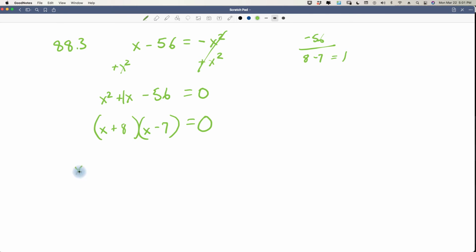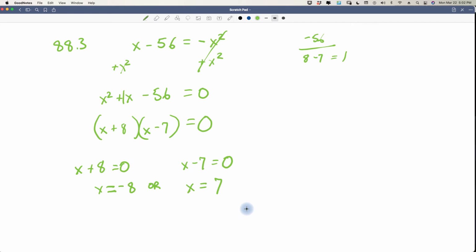So now we're going to set up x plus 8 equals 0 and x minus 7 equals 0. So x equals negative 8 or x equals a positive 7. Easy peasy. All right, do you follow? I hope you follow. This is really, really easy. So now the book asks us, now that we've gotten the hang of doing this, now we need to check our answers and figure out which one actually works.